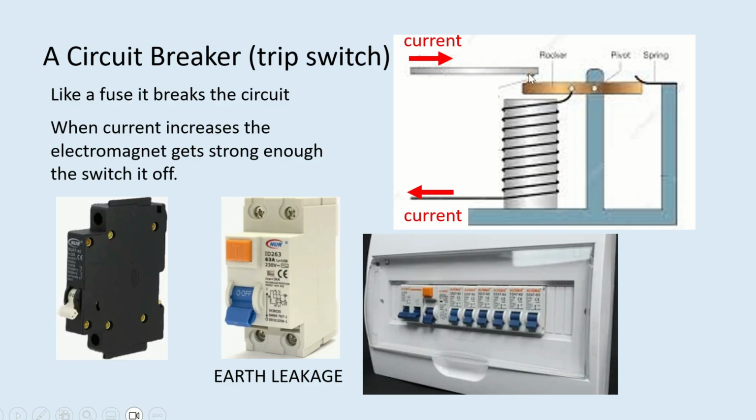The current flows in here, it travels through that contact point, through this rocker arm, and this coil and piece of iron is the electromagnet. When the current gets too big, this little rocker arm is attracted downwards, thus breaking the contact, and you have to then switch the switch back up to reset.